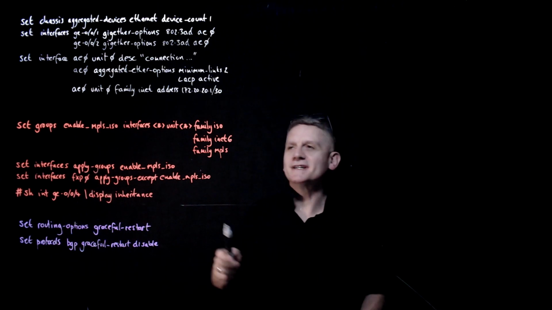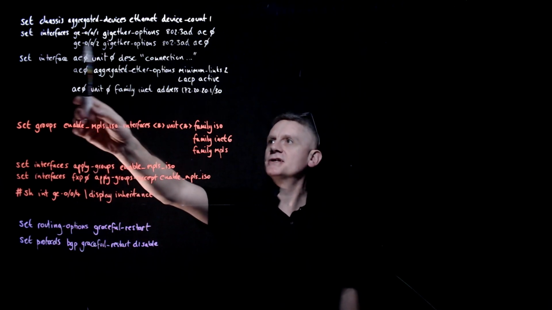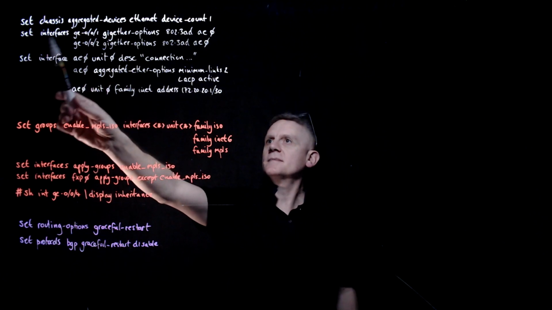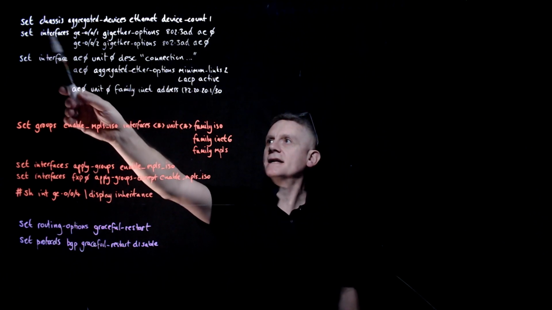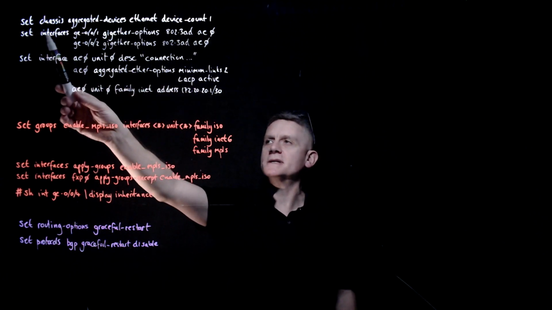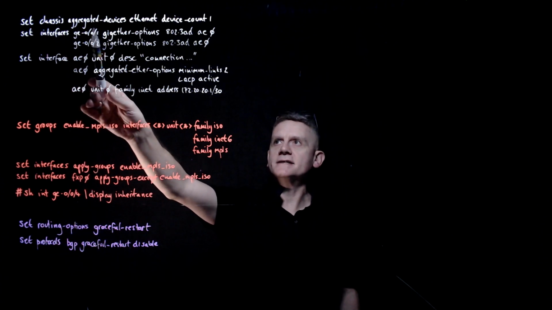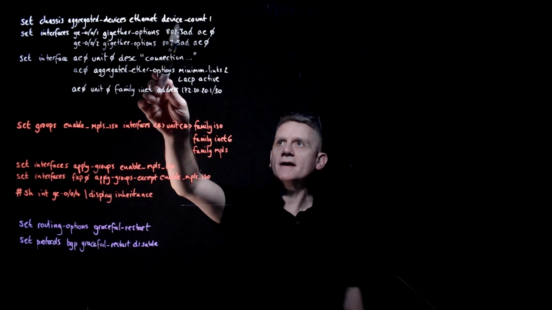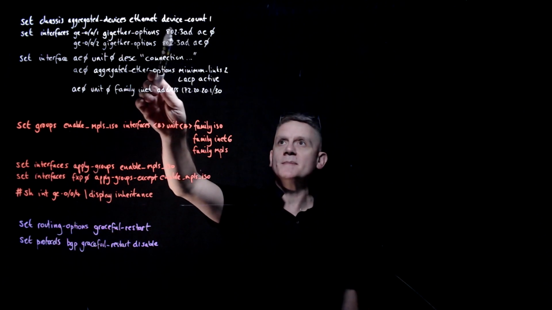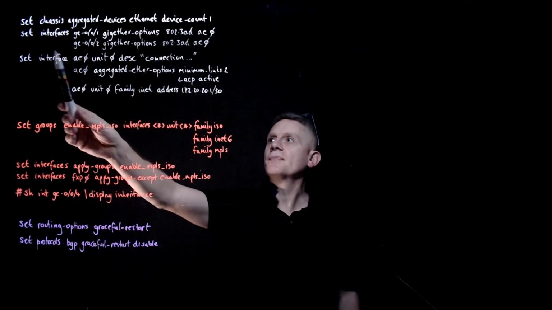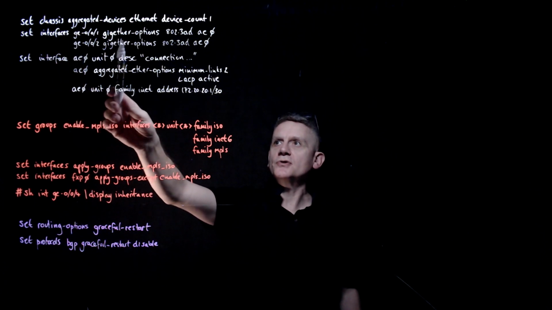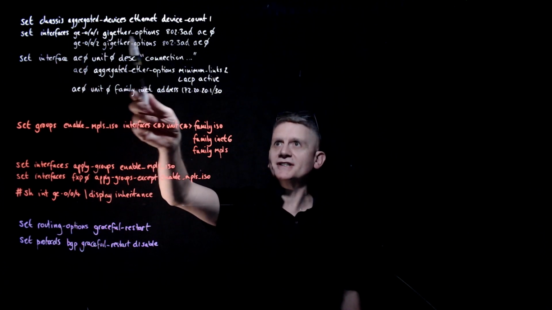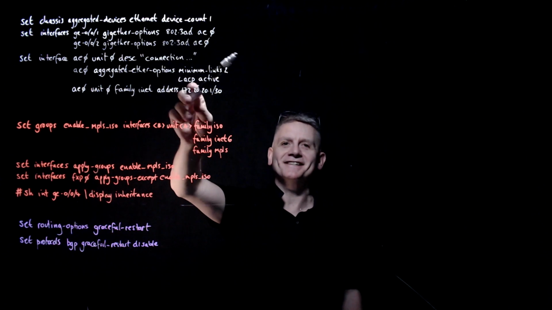Okay, so we've got a few more initialization commands for Superlab 2. We're setting up some aggregate Ethernets, and we've got to let the chassis know what we're doing. So set chassis, aggregated devices, Ethernet, device count 1. Then later on we're going to have another aggregated Ethernet when we come to do the EVPN, so that'll go up to 2. Then set interfaces, ge-0/0/1, gigether-options, 802.3ad, ae0.